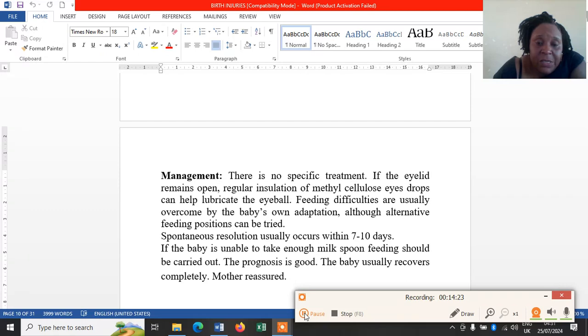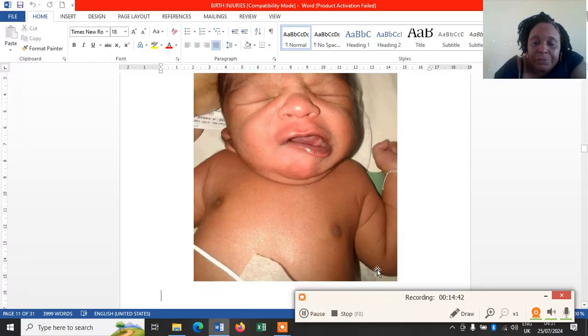But usually if it is not very severe, it resolves within 7 to 10 days. And during these 7 to 10 days, we teach the mother how to feed the baby using a cup and spoon.